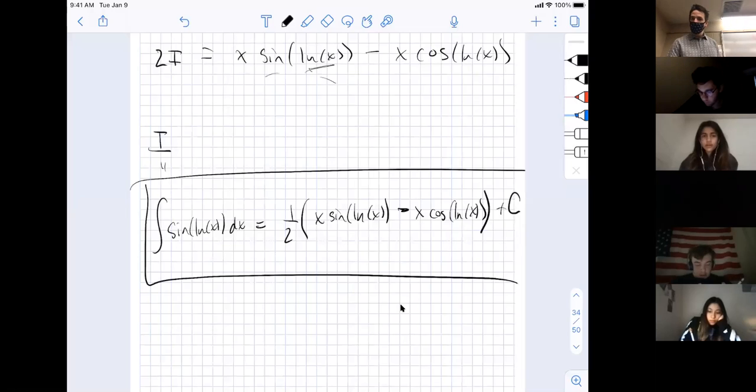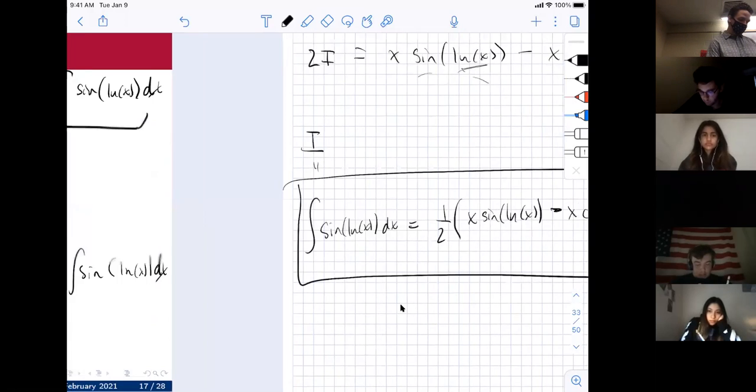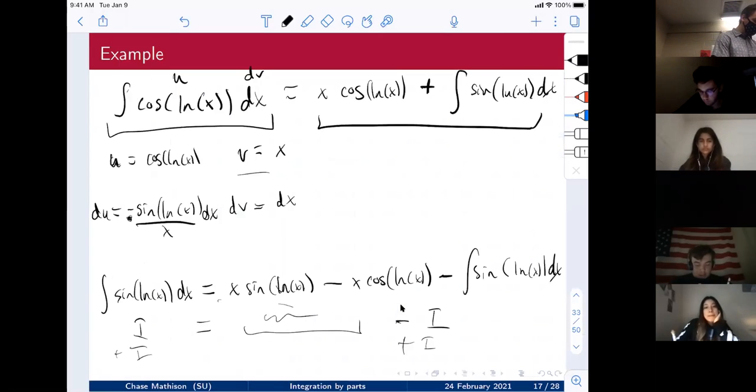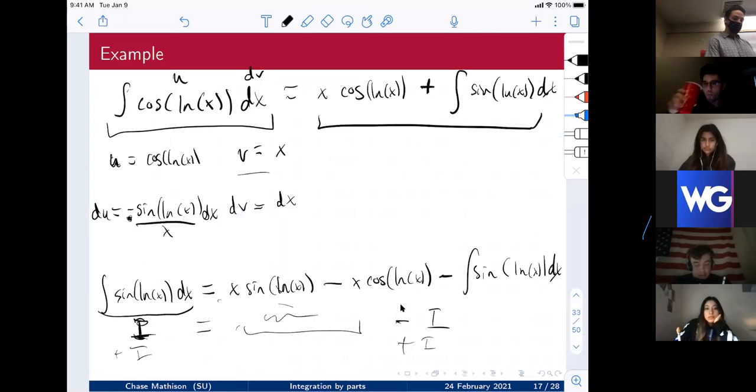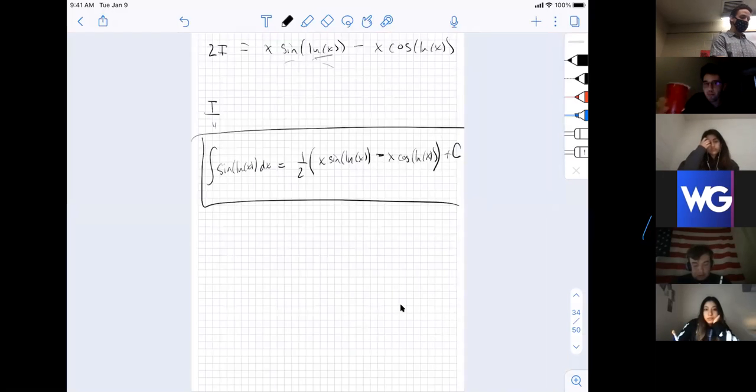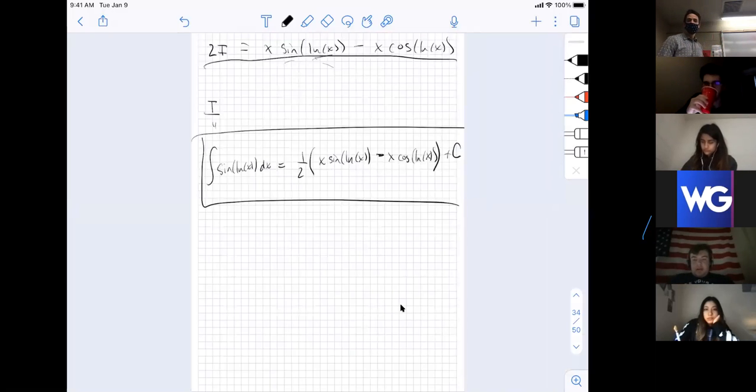Can you explain the I part again? Yeah. So all I'm saying here is, if I call this integral that we're interested in I, well, I have an equation that's I equals x sine of natural log of x minus x cosine natural log of x minus, this is the same integral, so this is minus I. So I have an equation that's I equals stuff minus I. And so I just add I to both sides. And when I do that, I get this equation where, again, I is the thing that we're interested in. And so to solve for I, I divide both sides by 2.